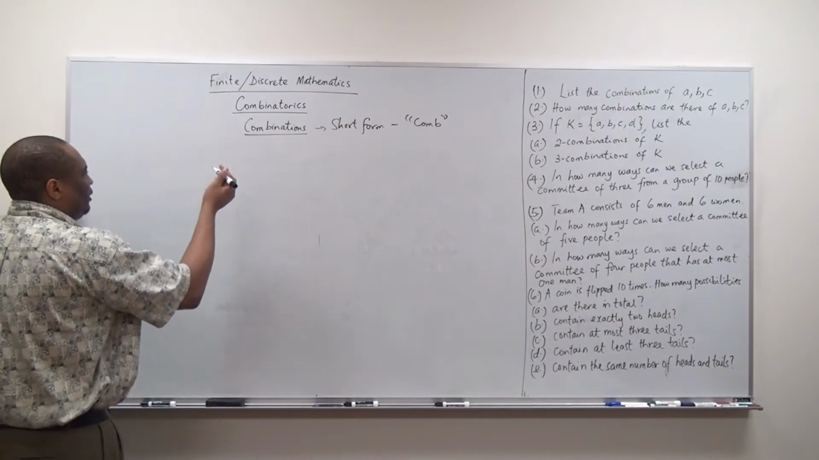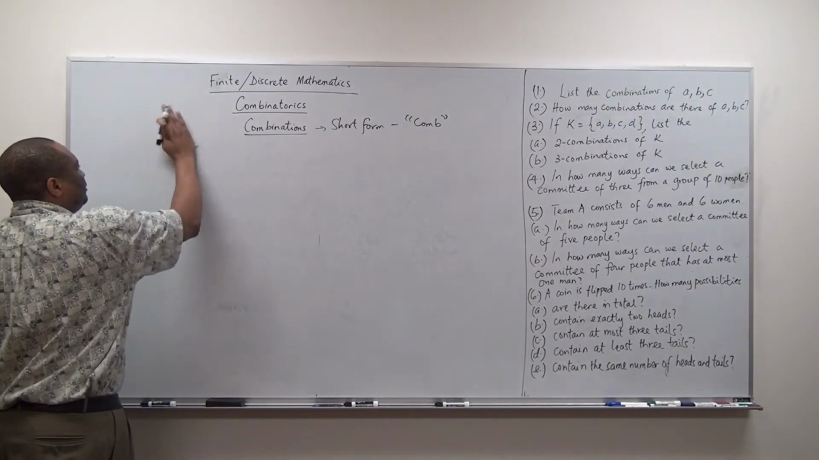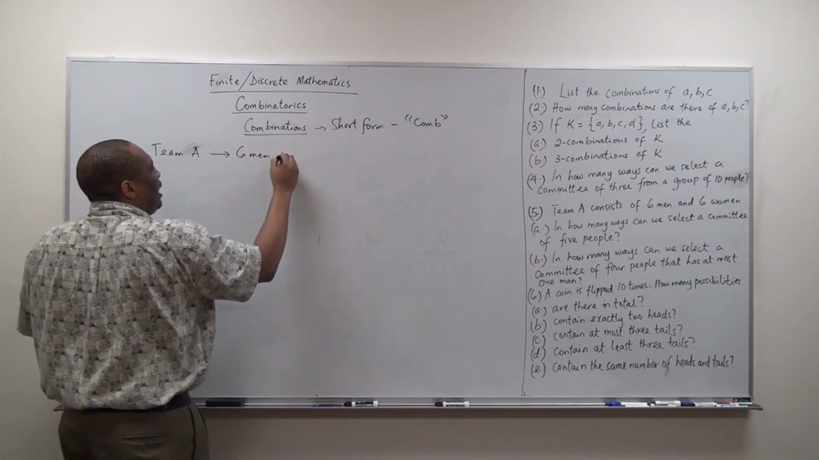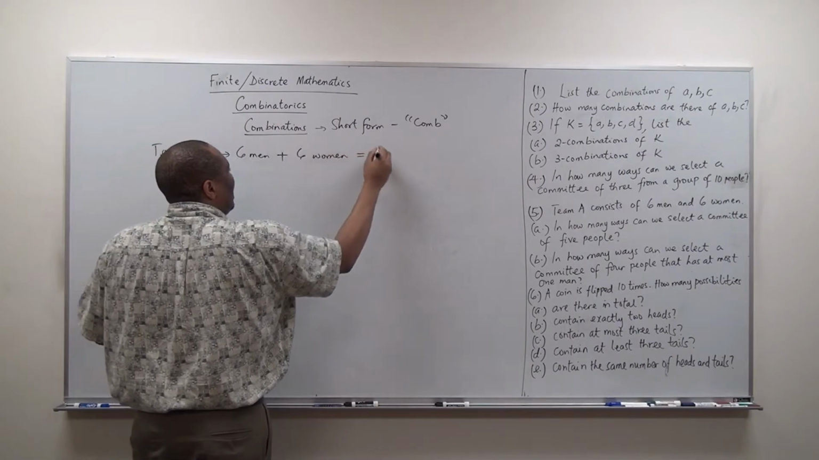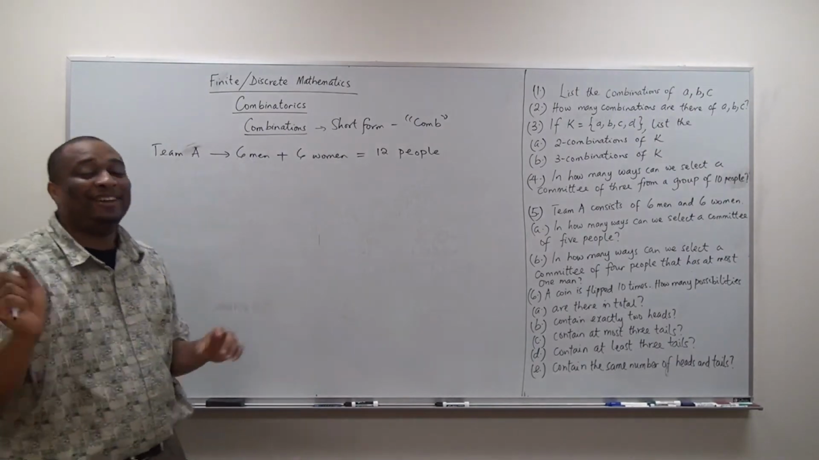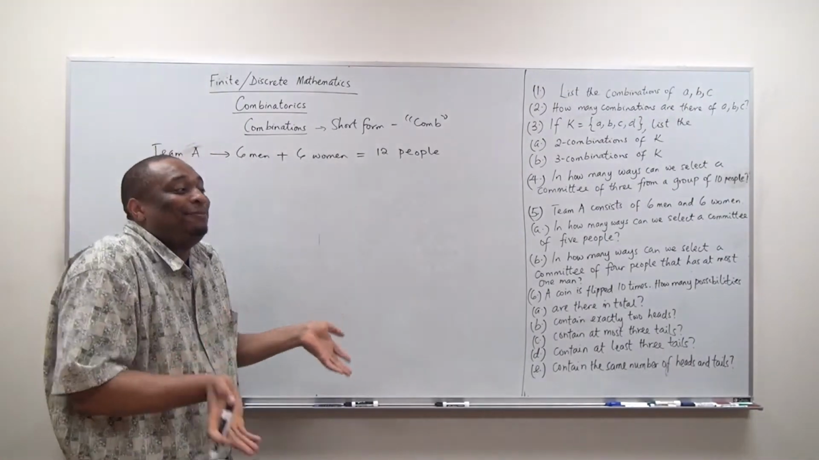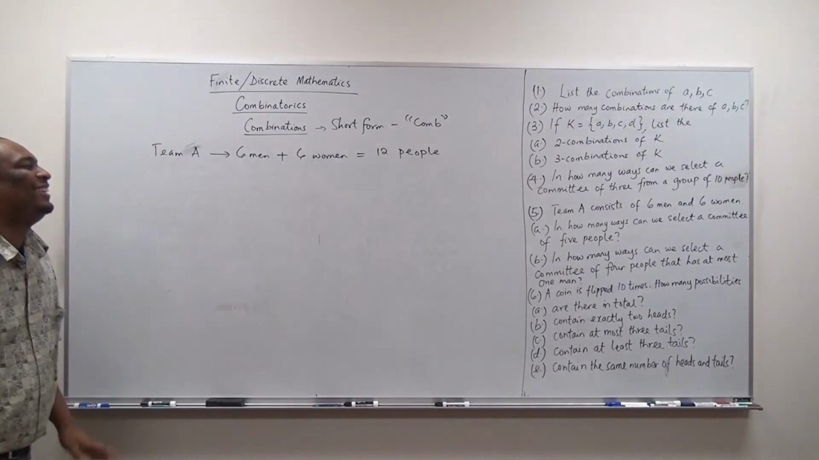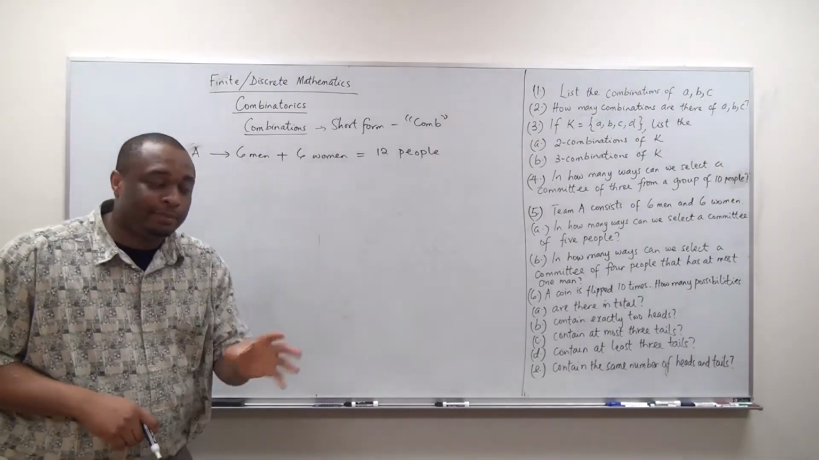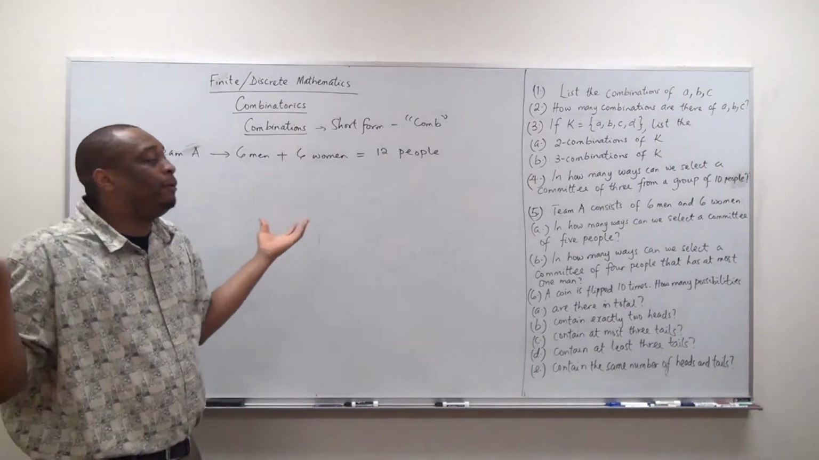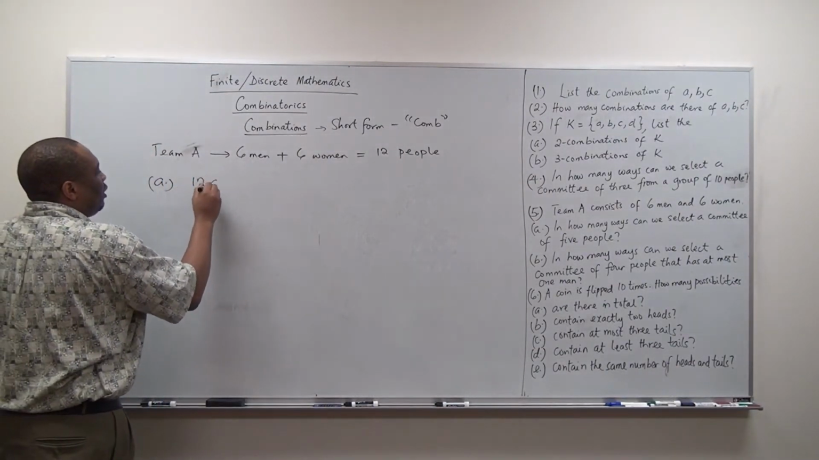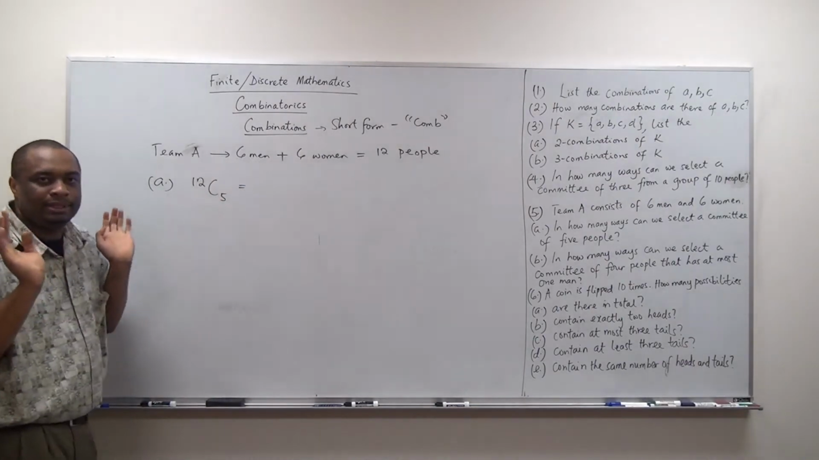Alright, now, of course, Team A has 6 men and 6 women, and that gives 12 people. Now that didn't give 12 men, or 12 women. Just it gives 12 people. Okay, now, how many ways can we select a committee of 5 people? So this is like saying, how many ways can you select 5 people from 12? That is what it means. So for A, we now have 12 choose 5.